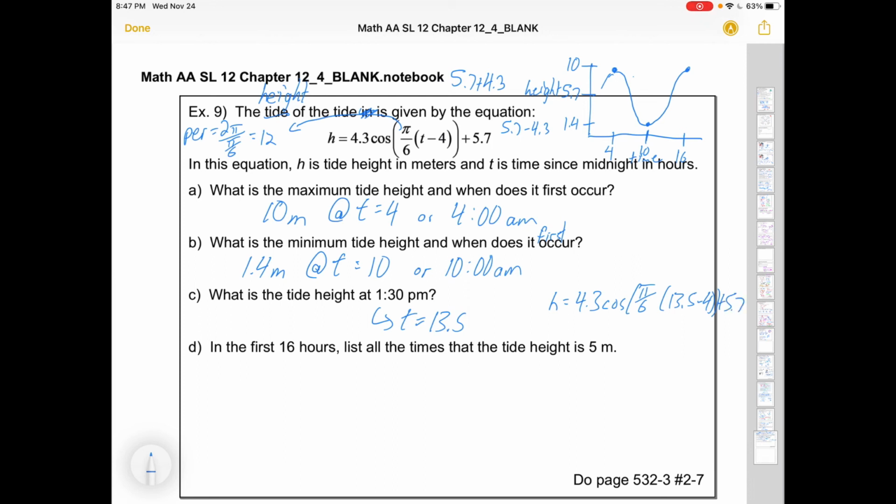And if we throw that into our calculator, you can pause and check it out. But it's going to give us 6.81 meters. And that seems reasonable. Let's think about that. 13.5 hours would be around here. It's going to be a little above 5.7 meters. Yeah, maybe you have 6.81 meters.